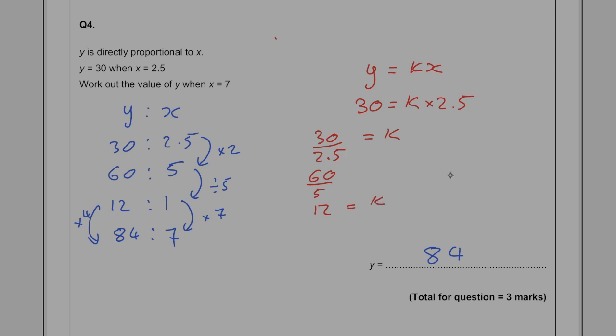And then I'm going to say that y is going to be equal to 12 times by 7, which is what we did here as well. So that would be 84. Double checked with a second method.